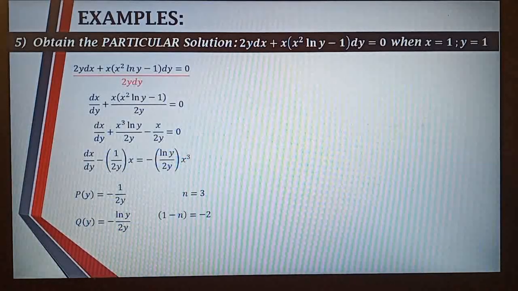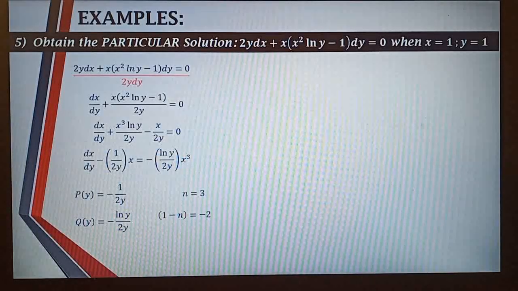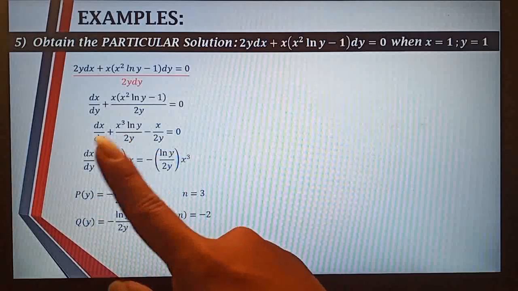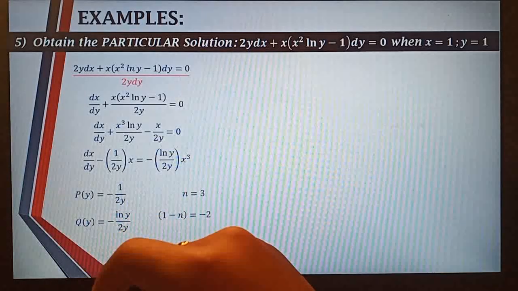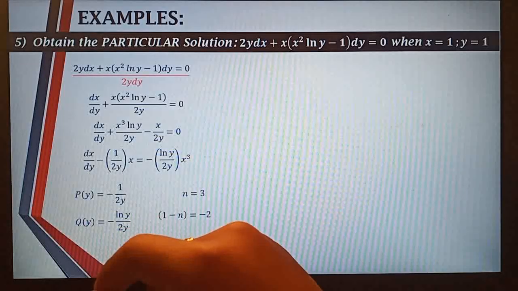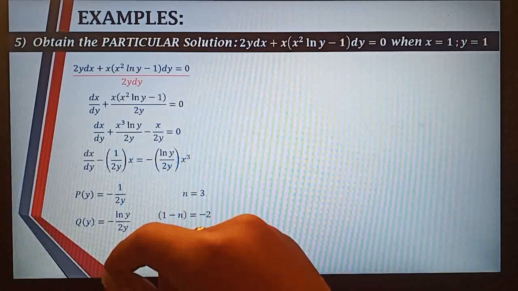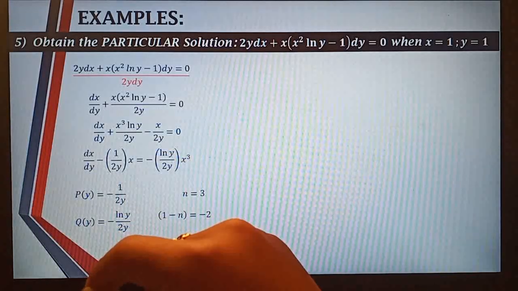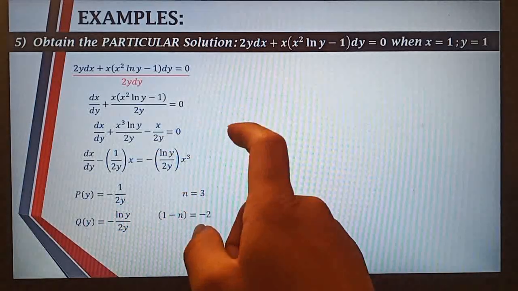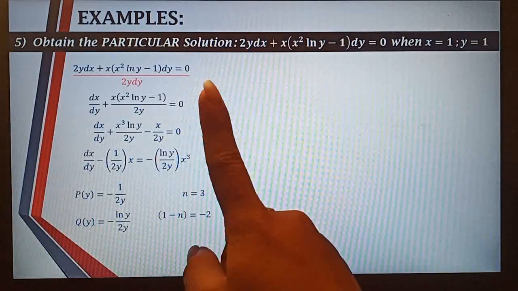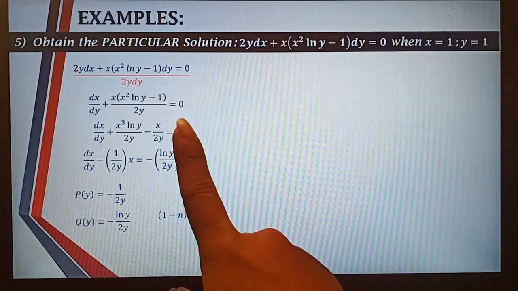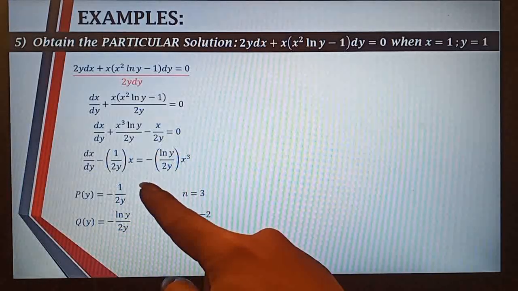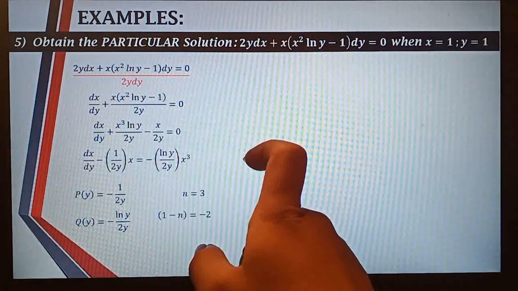Now if you want to try dy over dx, you may solve it until you prove that you need to do dx over dy instead of dy over dx. Basta dapat po, bago kayo gumawa ng solution for the Bernoulli's equation, kailangan naka-standard form ni Bernoulli's equation. Hindi po palaging naka dy over dx. So our last example is in terms of dx over dy. Just like the linear equation, you need to follow the standard form. So before identifying your P of y, Q of y, and so on, kailangan po palaging naka-standard form.